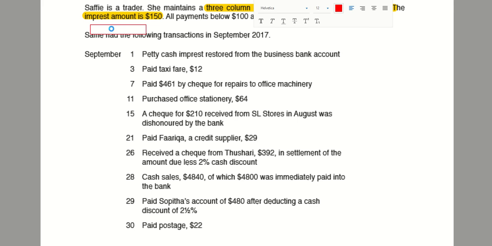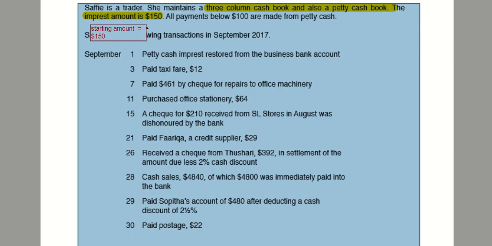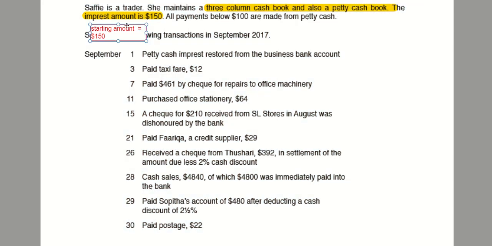And the starting amount is 150. Then it says all payments below 100 are made from the petty cash book. As we said, small payments are recorded in the petty cash book, and every business has to make a policy regarding that. So this business has a policy of anything below 100 going in the petty cash book. So amounts above 100 will go in the main cash book.